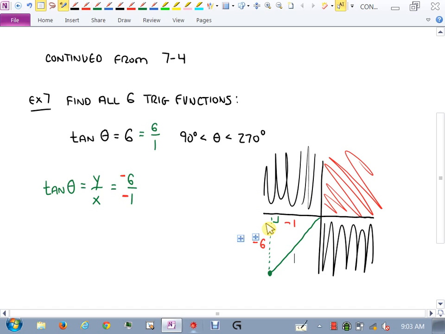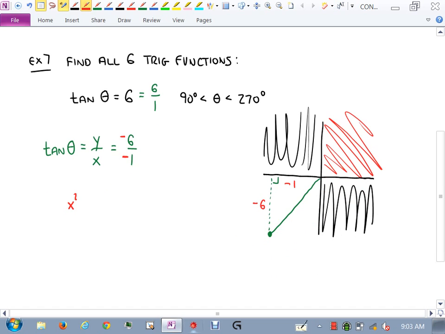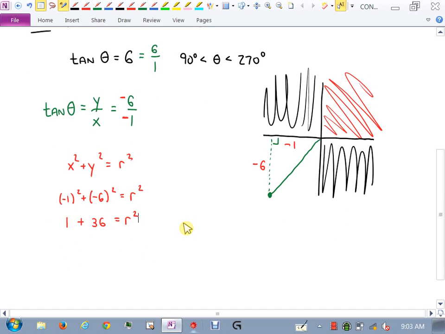So to determine what r is, we use the fact that x squared plus y squared must equal r squared. X we said was -1. We're going to square that. Plus y we said was -6. We're going to square that. That'll give us r squared. And this is where you can tell that the sign isn't going to matter when we're getting r, because we square them. So -1 squared is 1. -6 squared is +36. And that gives us r squared. So what is r? Square root of 37.